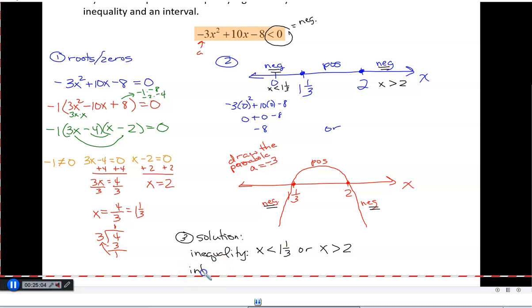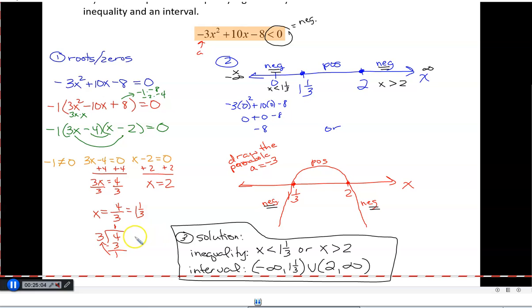And then our interval notation for these outside pieces: the left one starts at -infinity for x and stops at the 1 1/3. The right one starts at the 2 and goes to positive infinity for x, and they're connected by our union symbol. So we have here -infinity to 1 1/3 in union with the interval from 2 to positive infinity, like so.